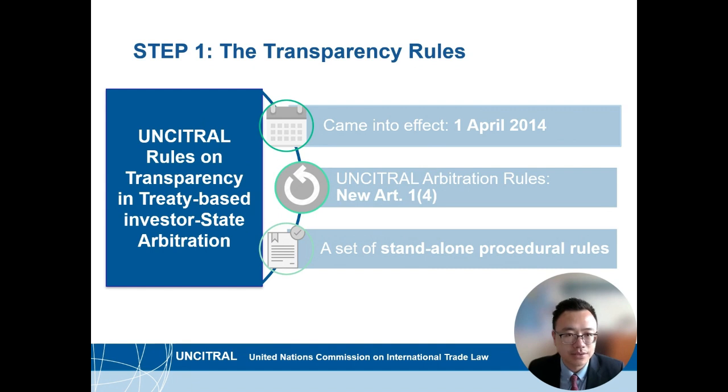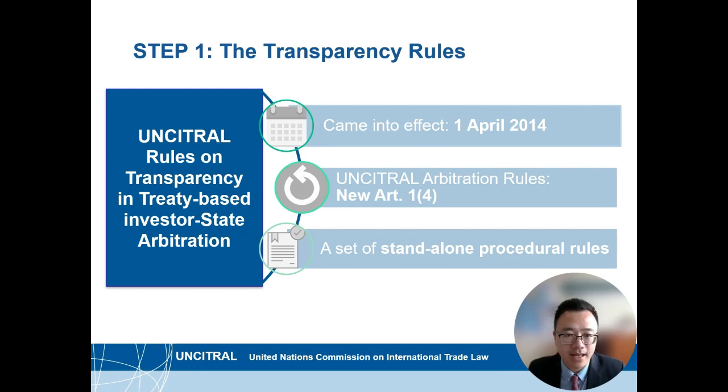Now we turn to the content of the rules on transparency. The rules are a set of procedural rules that could be applied alone or in conjunction with any arbitration rules, not necessarily the UNCITRAL arbitration rules. In case of conflict between the rules on transparency and the applicable arbitration rules, the rules on transparency shall prevail.